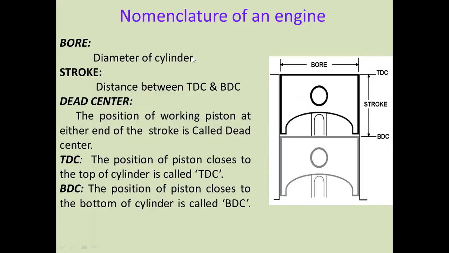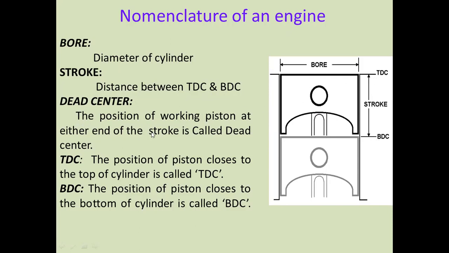So next we can discuss the nomenclature of the engine cylinder. As I said earlier, there is the swept volume or displacement volume. The first point is bore. The bore is denoted by the diameter of the cylinder. The stroke is the distance from top dead center to bottom dead center. That is the stroke, which gives the swept volume.